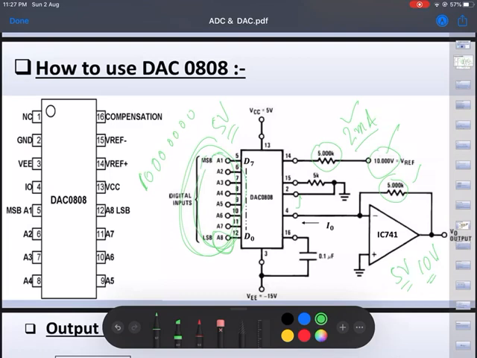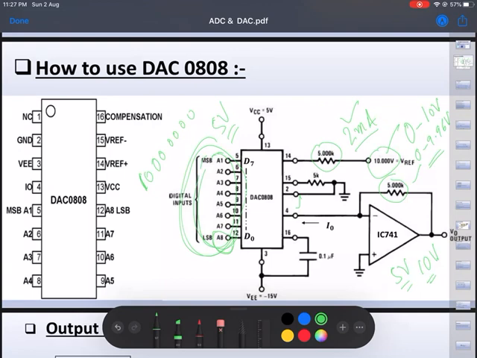It's very obvious that based on the data available at the digital input, accordingly output will vary from 0 volt to 10 volt. We say it is 10, but actually it is 9.96. You will come to know the reason for it. But it's very clear how the concept is working.